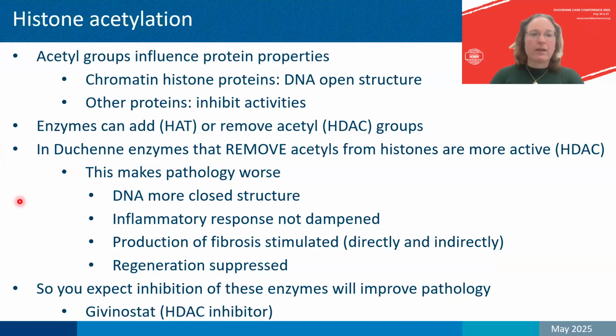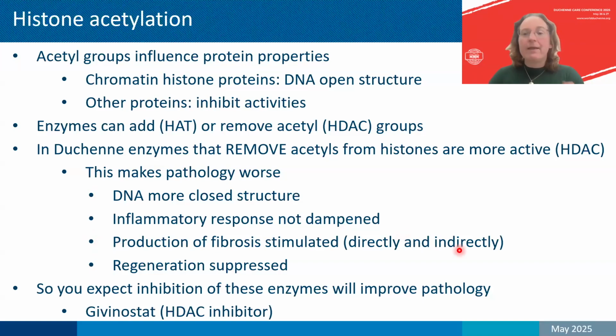What happens in Duchenne is that the enzymes that remove acetyl, so the HDACs, are more active. And this is not good for pathology because now the DNA is more closed. So all sorts of proteins that are needed are not made when they should be needed. And this means that the inflammatory response is not dampened, but is chronically active, which is a big problem. It also means that the fibrosis of the fibs is stimulated.